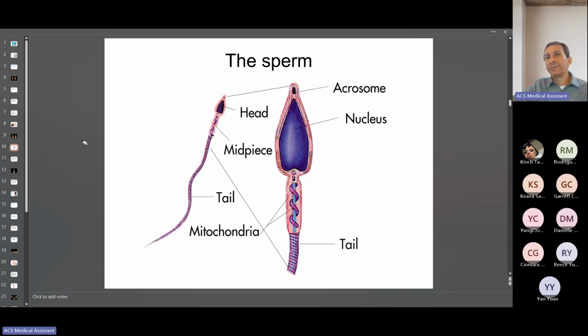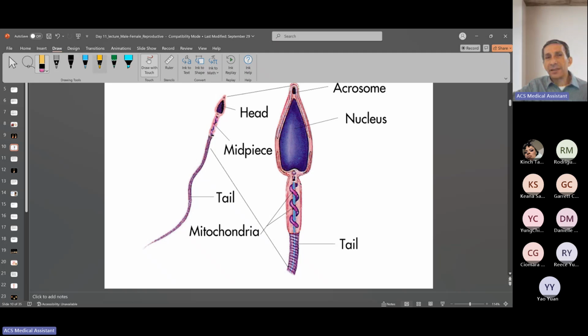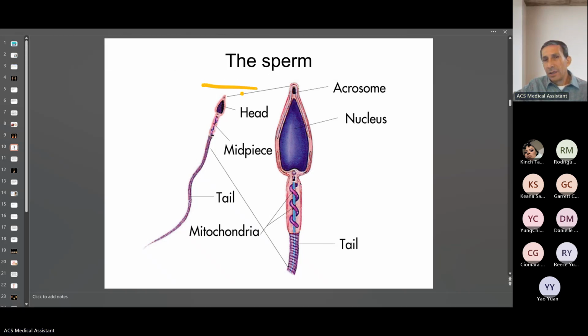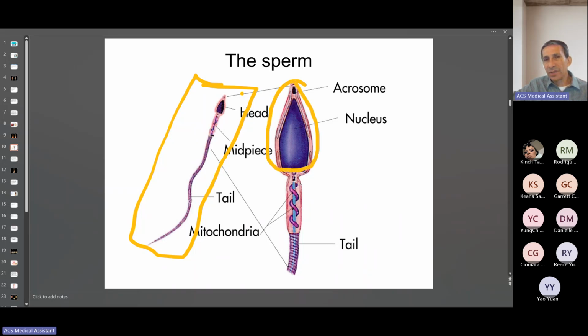So this is the sperm. So remember, the sperm is a cell. Cells have parts. So if we look at this image right here, we can name all its parts. So here it is a magnification of the head, which is right here. So this is the head.